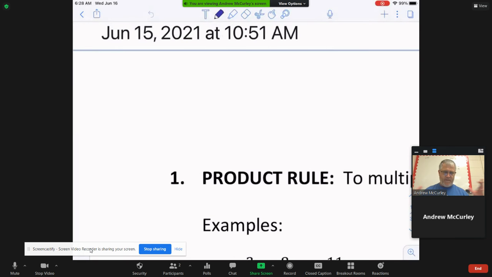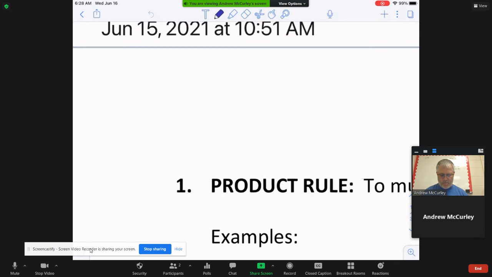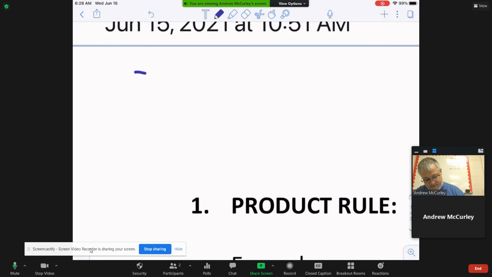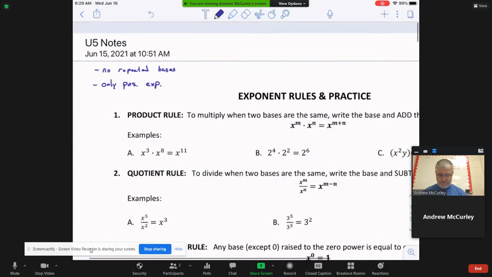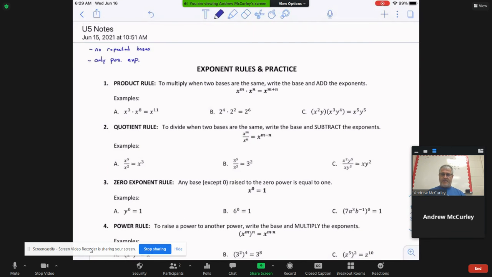When we have a group of exponents, a bunch of bases and exponents together, what we're really trying to do is have no repeated bases and only positive exponents. So we don't want any zeros, we don't want any negative exponents when we do this. So this is all the tools that we're going to have to accomplish that.